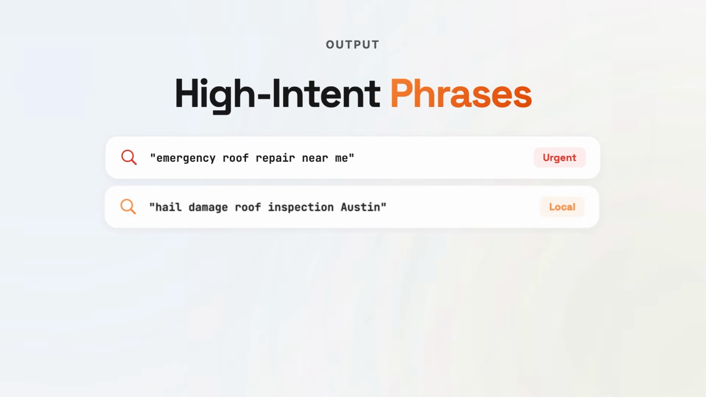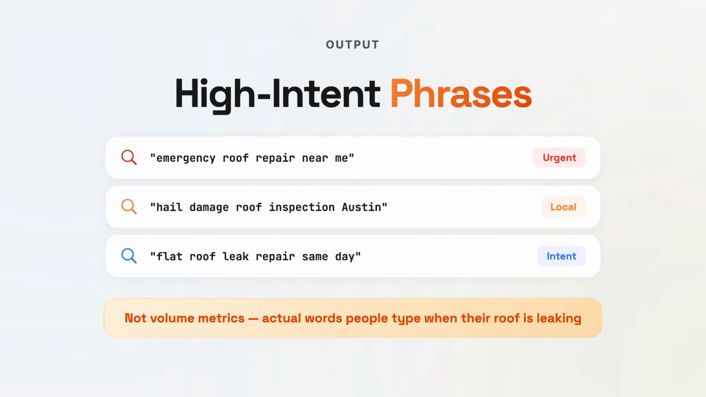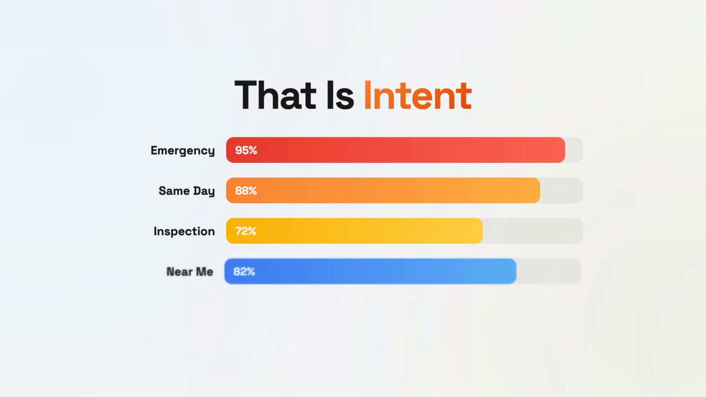NotebookLM reads through everything you uploaded and starts pulling language. Emergency roof repair near me. Hail damage roof inspection, Austin. Flat roof leak repair, same day. These are not volumetrics. These are the actual words people type when their roof is leaking and they need someone today. That is intent. And here is what just changed for someone offering local SEO to contractors.